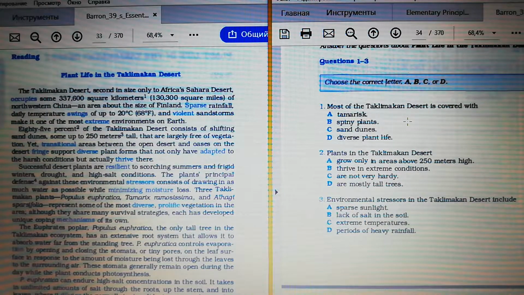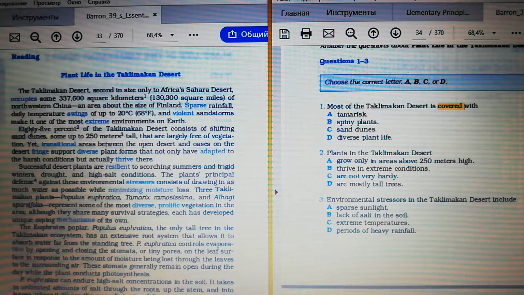Most of the Taklamakan Desert is covered with... and it just asks about the surface of the Taklamakan Desert: sand dunes, diverse plant life, etc. So we have to review it quickly and try to find the answer from the text. We don't have time to read the whole text, we just quickly review it. So let's start to do it. The first paragraph says about the size of the Taklamakan Desert, about the temperature, etc.